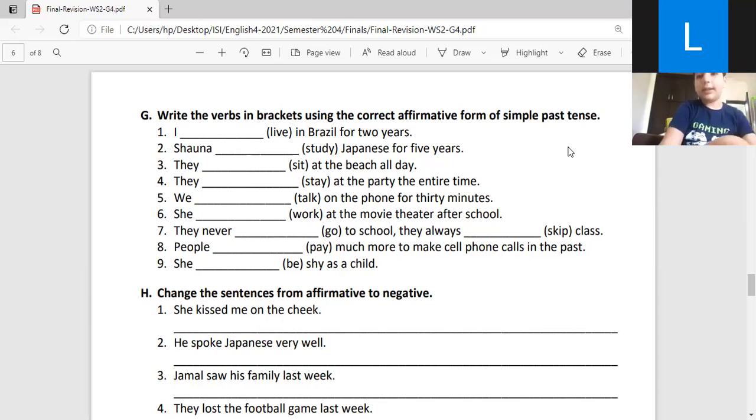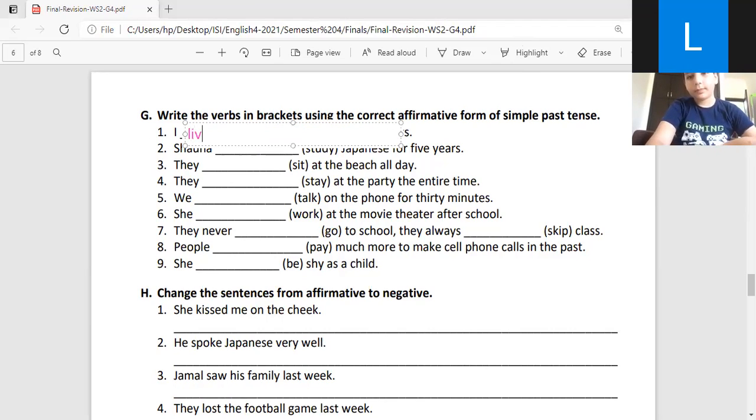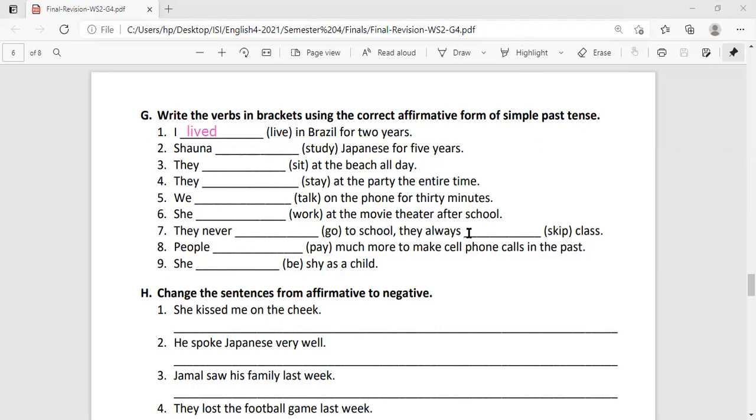I lived in Brazil for 2 years. I lived. Add ED. Okay, thank you, ya Ali. You add only D because there's already an E.